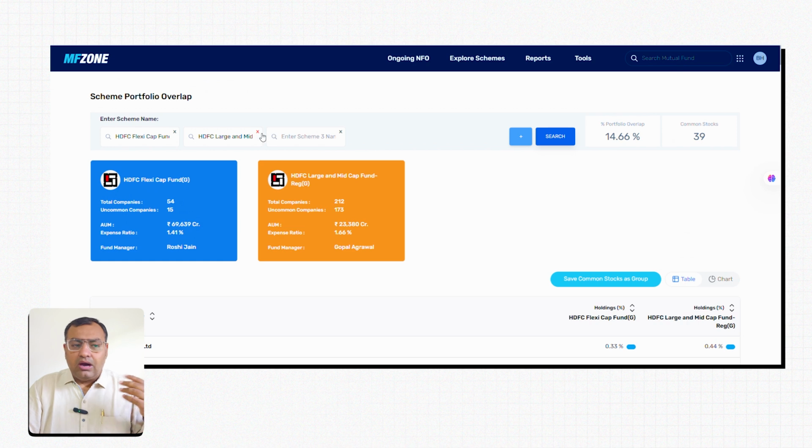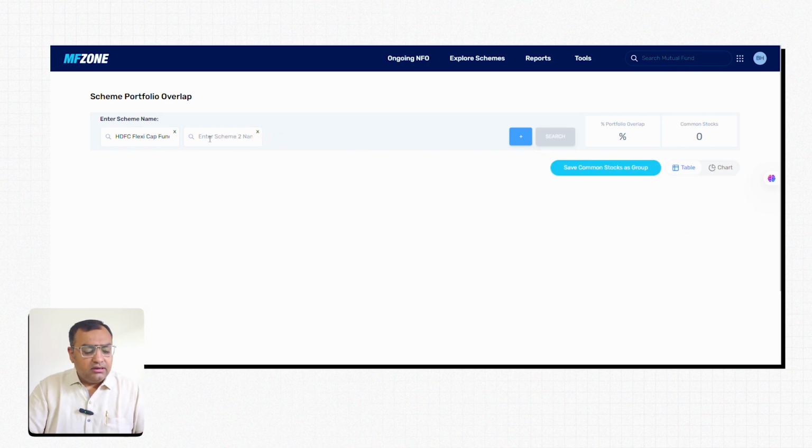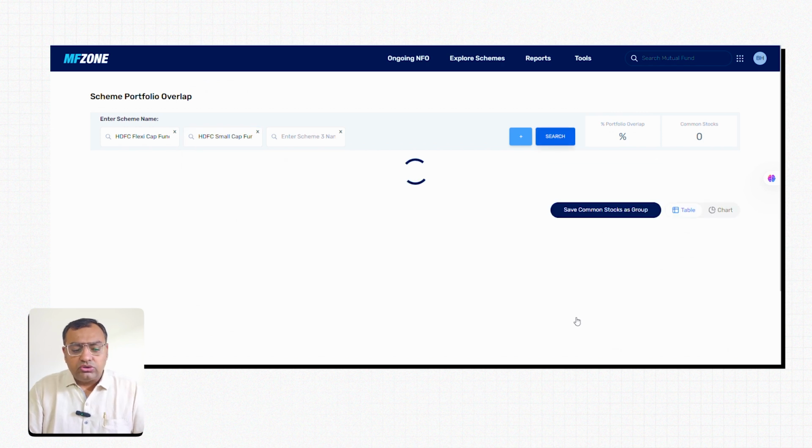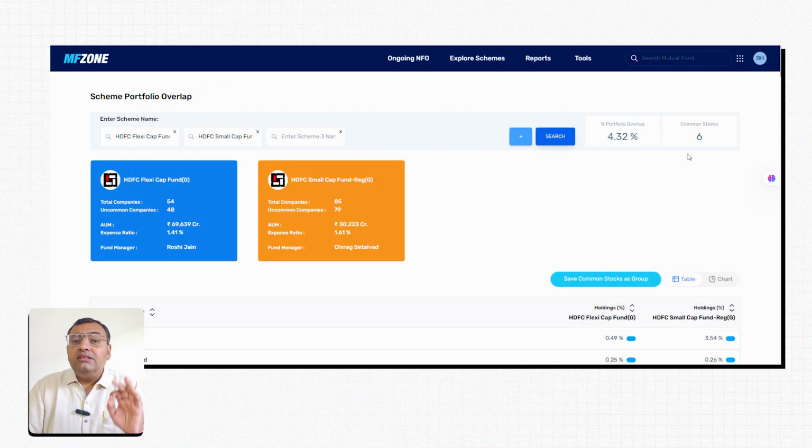If you already have a Flexi Cap Fund, let's look at the high risk HDFC Small Cap Fund. So if I just go to HDFC Small Cap Fund and click onto the search, look at the common stocks over here. Okay. Only 6 common stocks, 4%. So these will help you to diversify your mutual fund portfolio. You already have a Flexi Cap Fund, which is managing your risk. You have small cap where you can take slightly higher risk over here.